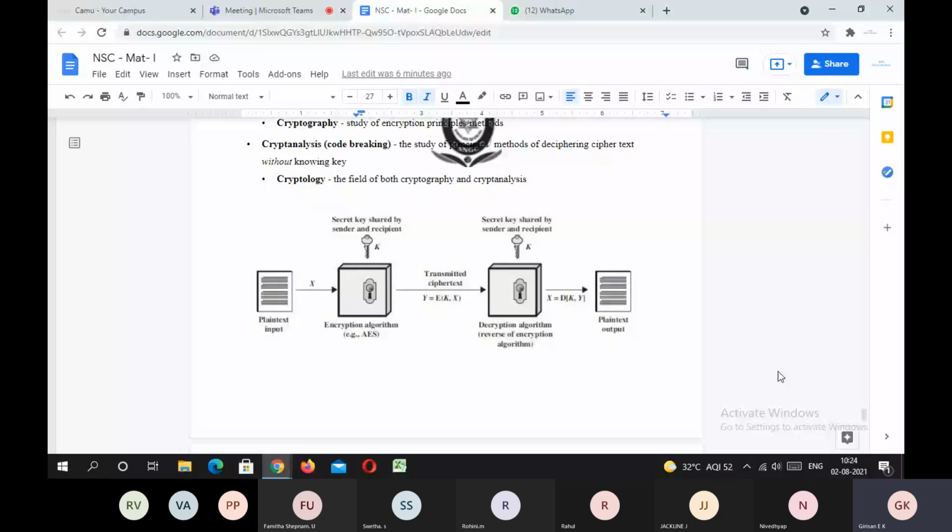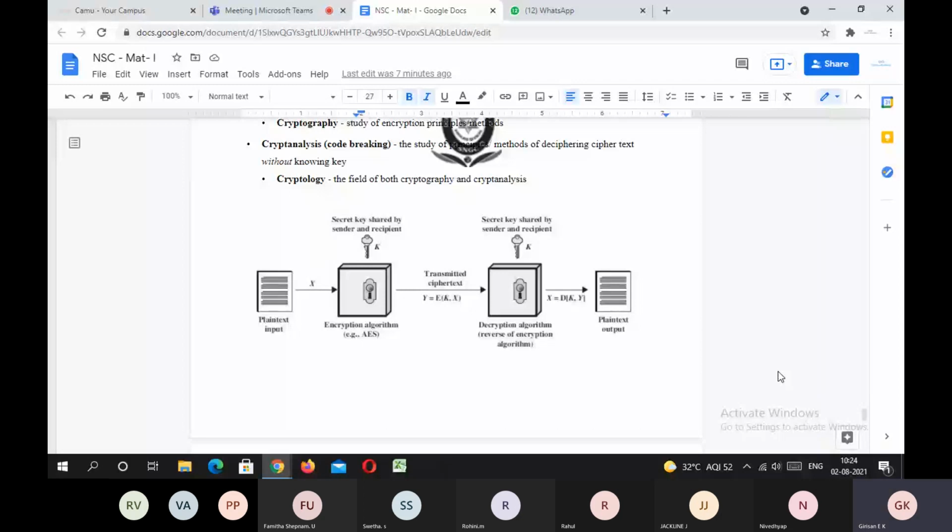Can you understand the difference? Therefore, the key plays an important role in all cryptographic algorithms. It is the distinguishing factor, whether it is a symmetric algorithm or an asymmetric algorithm. In conclusion, based on the key, the algorithms can be classified into: one, symmetric key algorithms, otherwise called same key or single key algorithms; and two, asymmetric key algorithms, or public key algorithms.